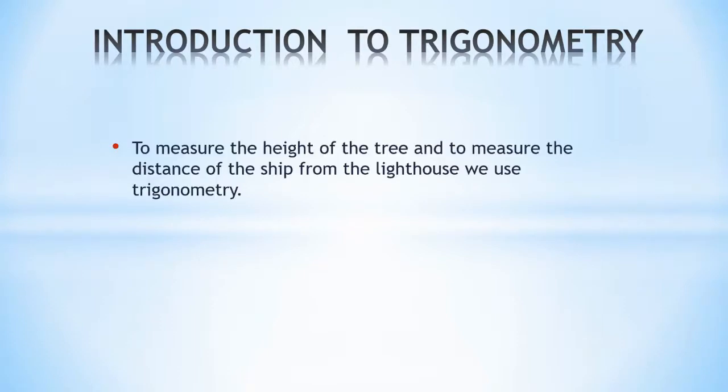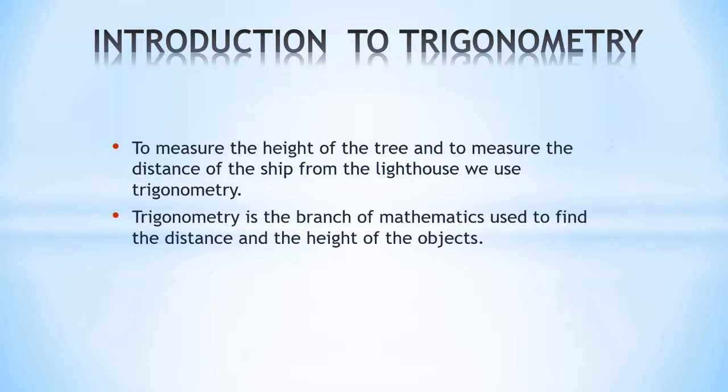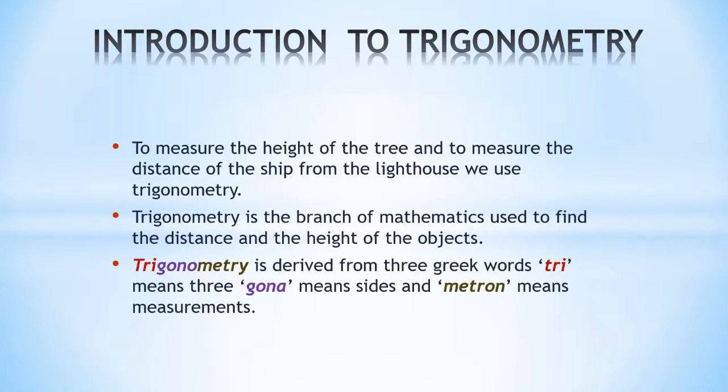Trigonometry is used to measure the height of the tree and to measure the distance of the ship from the lighthouse. Trigonometry is a branch of mathematics used to find the distance and the height of objects. Trigonometry is derived from three Greek words: tri means three, gona means sides, and metron means measurement. Trigonometry is basically the measure of three sides.